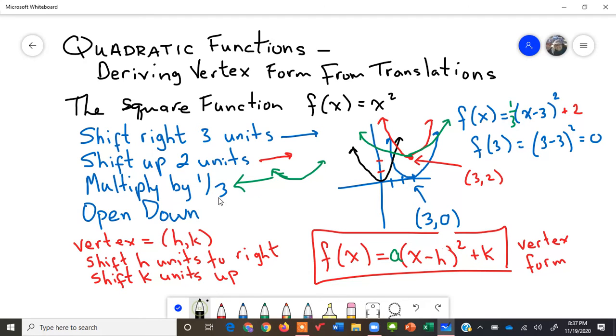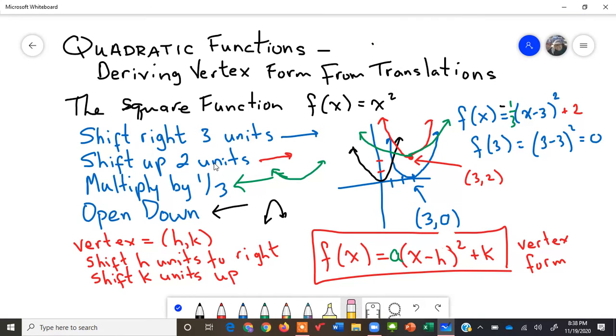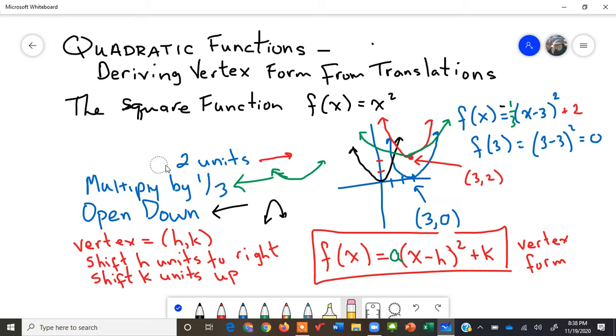Now, for my example, I'm doing one more thing. I wanted to open down. And as we saw before, to open down, we need to negate the squared term. So I'm going to put a negative in front. So now what I have here now is a function in vertex form that looks like f of x equals negative 1/3 times the quantity x minus 3 squared plus 2.